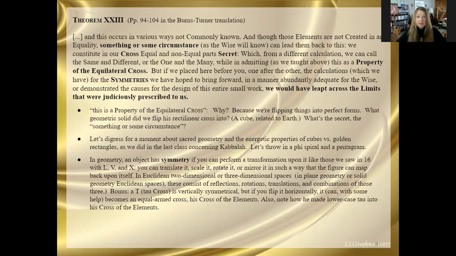Okay, so Dee has been setting things up so you can manipulate them this way all along, and you have seen him do it. So take his Tau cross, for example. In Christianity, there is a symbol that is a Tau cross.